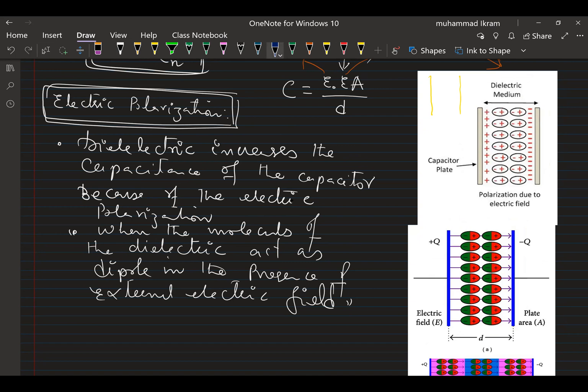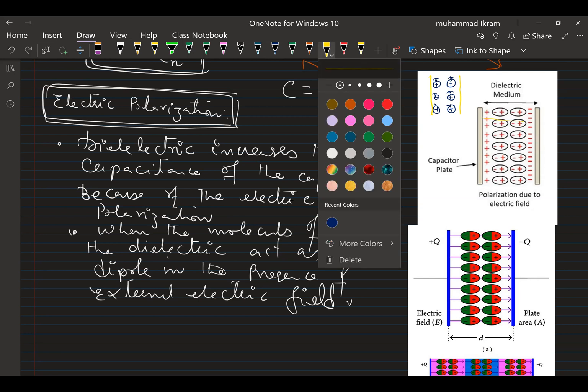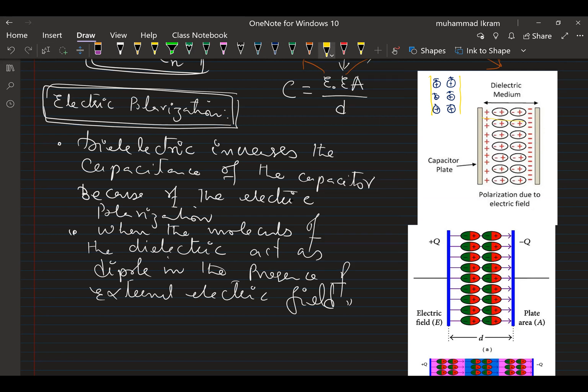Each molecule has a positive charge part, the nucleus, and electrons that move around the nucleus, or like that for the solid. Now you just see that when you apply the external electric field, let me do it with the pen. You see, this is the external electric field.